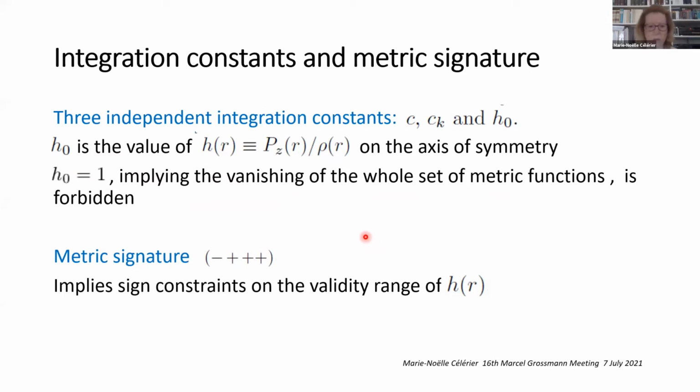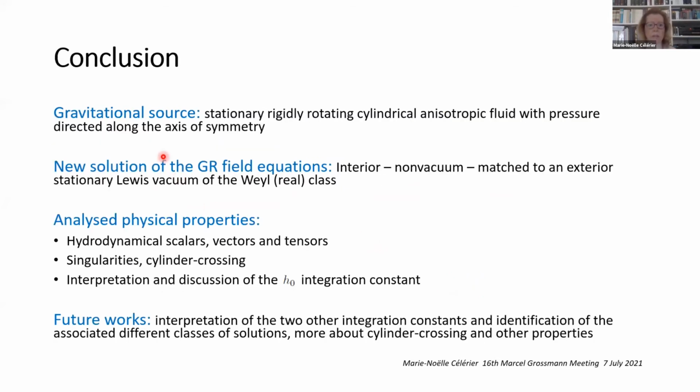So I come to my conclusion. The gravitational source we have examined is a stationary, rigidly rotating, cylindrical, anisotropic fluid, with a pressure directed along the axis of symmetry. We have found a new solution to the GR field equations for the interior non-vacuum spacetime, matched to an exterior stationary Lewis vacuum of the Weyl class. I have analyzed some physical properties, the hydrodynamical scalars, vectors, and tensors, the singularities, and I've exhibited some cylinder crossing. I've interpreted and discussed the meaning of the H0 integration constant.